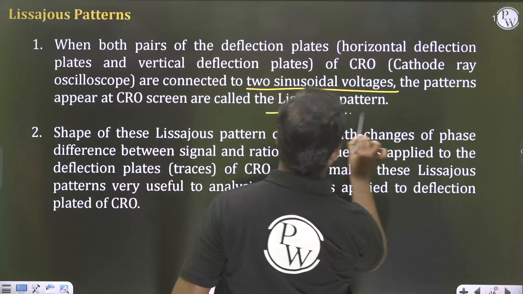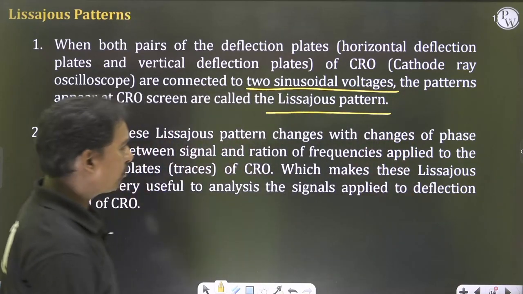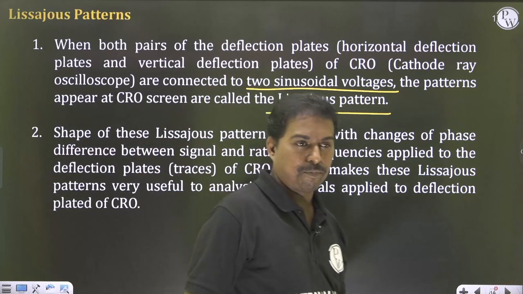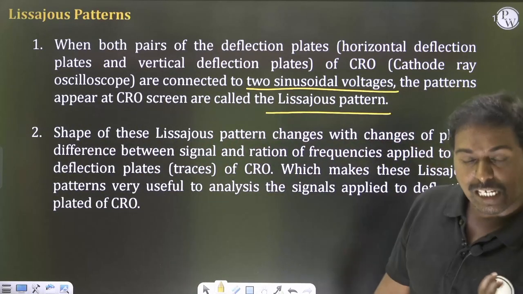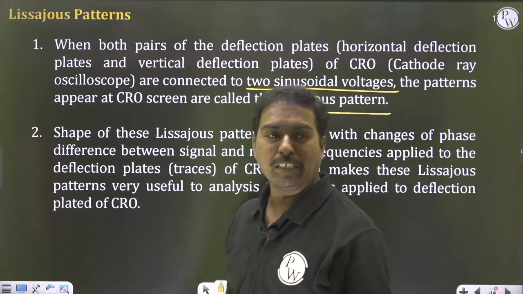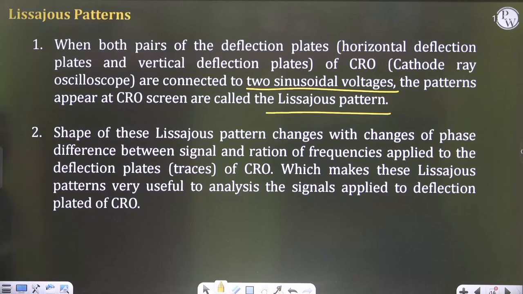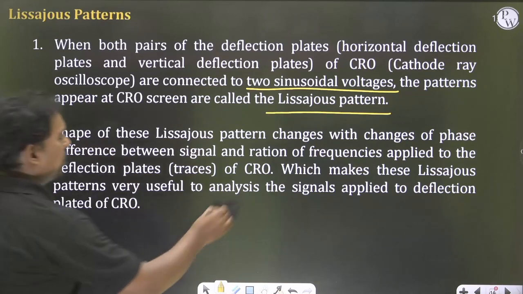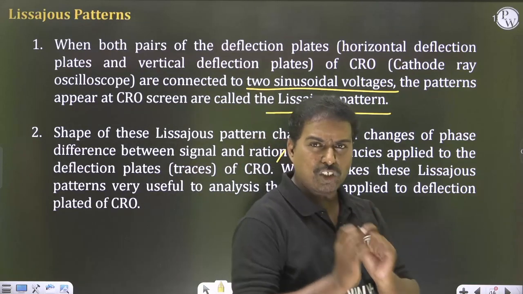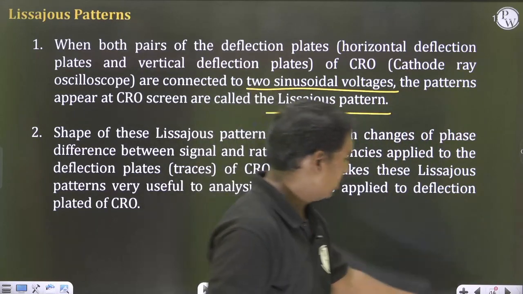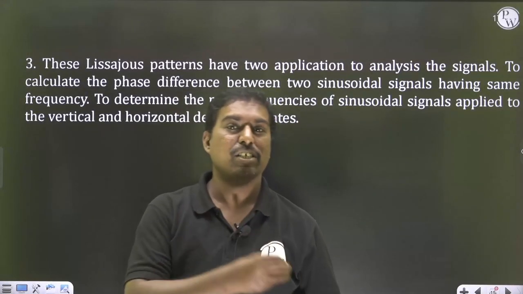So these particular patterns are called Lissajous patterns. Based upon the shape, we can identify things. This particular shape can change when you change the phase difference or frequency. Based upon the ratio of the frequencies applied and the phase difference, definitely the shape is going to change, my dear. As we talked, Lissajous patterns.